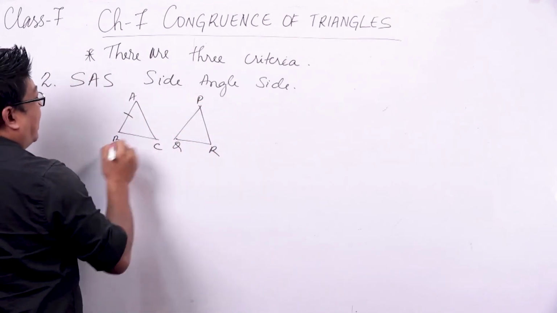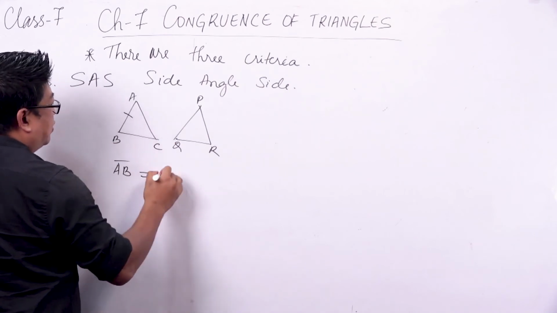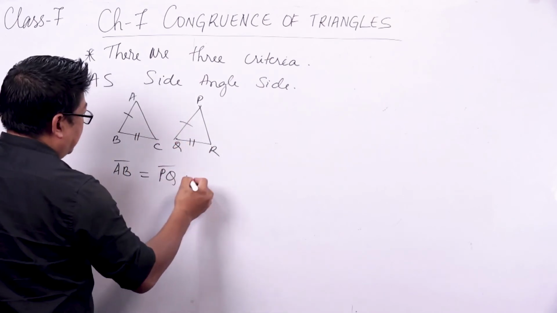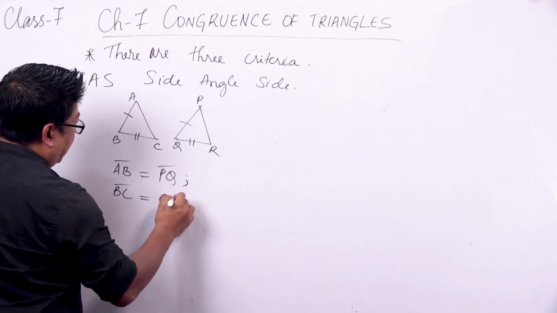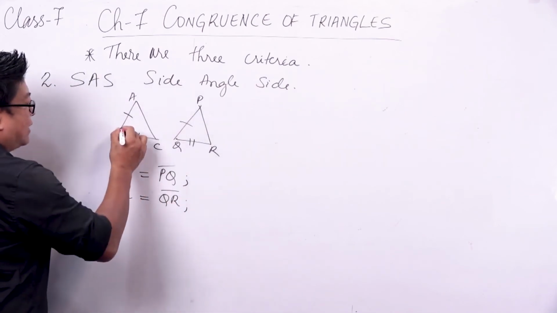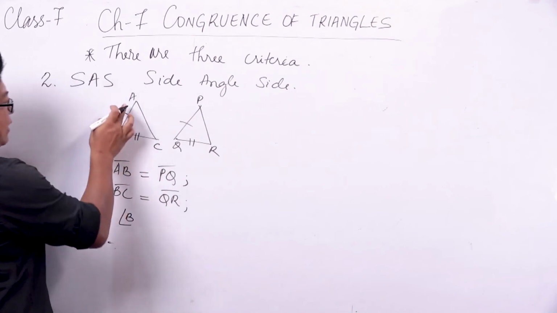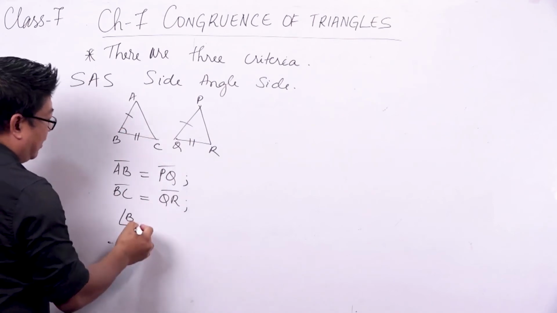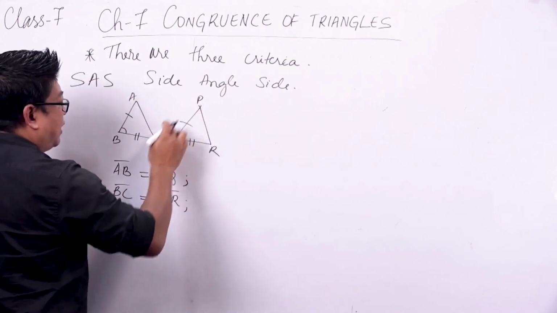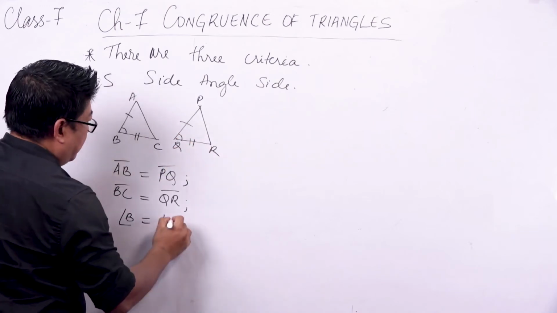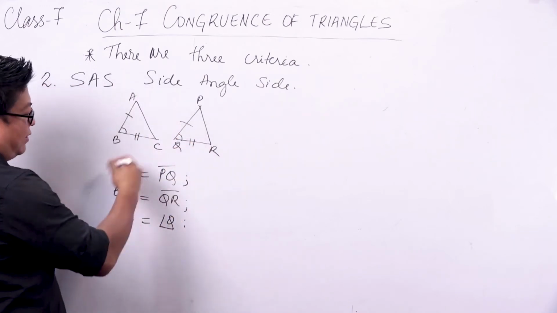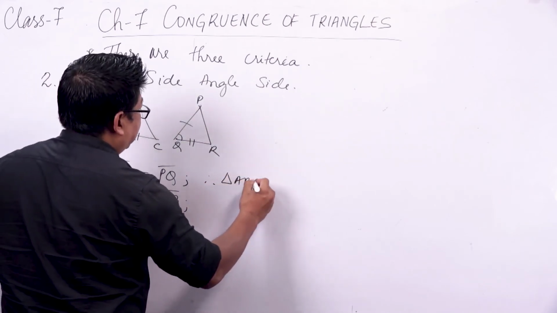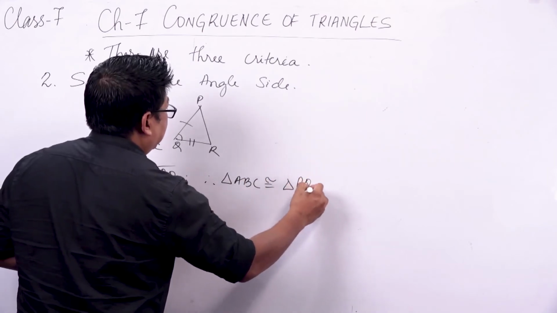If, let's say, AB is equal to PQ, okay? And let's say BC is equal to QR. Then this angle B, that is the angle formed by these two lines, AB, BC, the angle B should be equal to the angle formed by PQ and QR here. So if this criteria is fulfilled, then we can say that triangle ABC is congruent to triangle PQR.